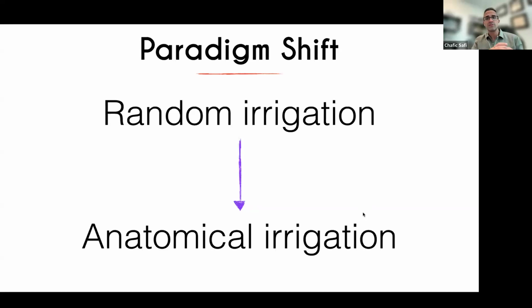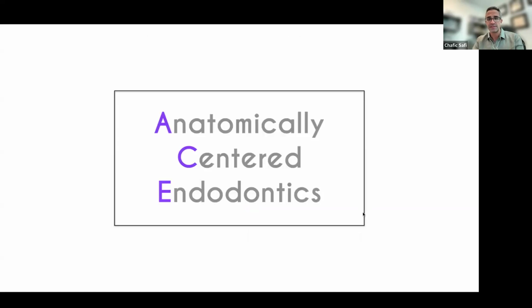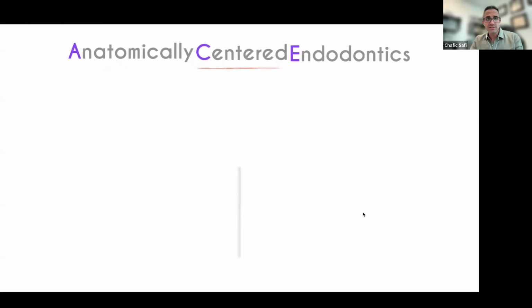We're going to move away from random irrigation, or just irrigating these canals with various irrigation solutions, to a solution that's going to be able to meet the anatomy of the root canal system and clean it well. And we're going to move from gross obturation, or just filling this root canal system and compacting the material in there, to an anatomical obturation, whereby we're going to seal the anatomy of the root canal system. And this is the concept or the basis of anatomically centered endodontics, or ACE, the acronym that we use.